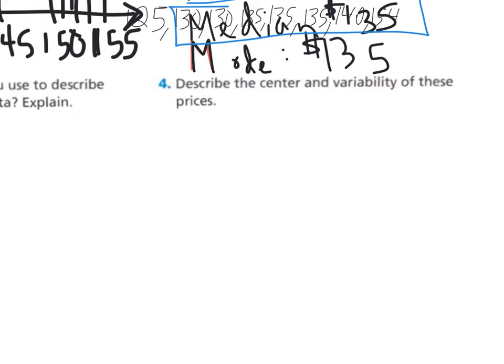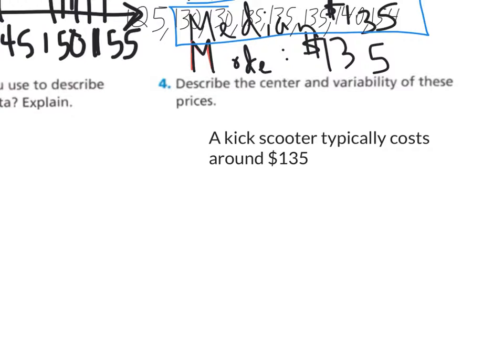And then number 4, describe the center and variability of these prices. We could kind of just go off of those things we just mentioned. So we could say that, by the center, we looked at the median. So we could say, talking about kick scooter prices, a kick scooter typically costs around $135 at Ted's Sports.